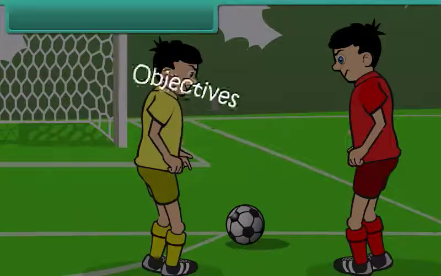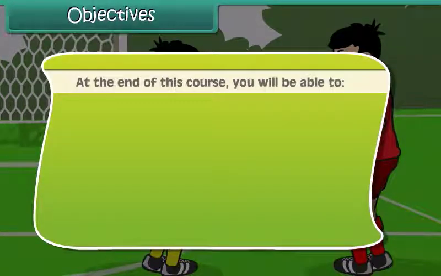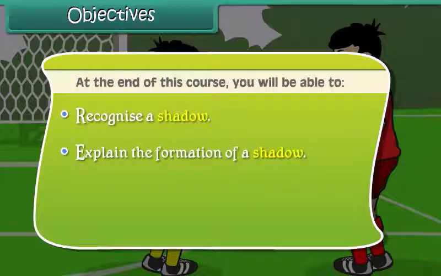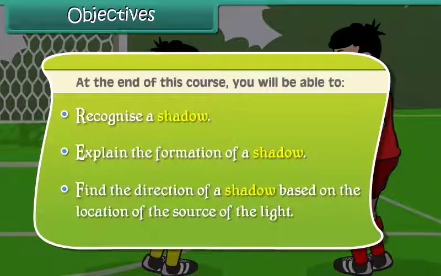Objectives. At the end of this course, you will be able to recognize a shadow, explain the formation of a shadow, find the direction of a shadow based on the location of the source of light.